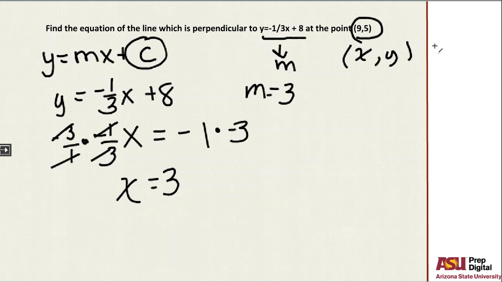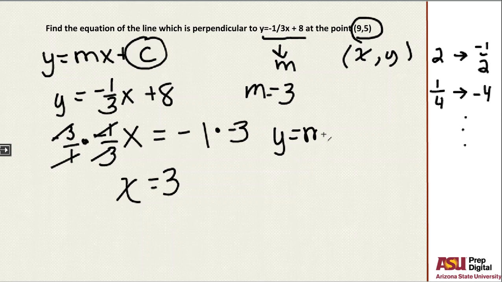Just real quick off to the side, for example, if my slope was 2, then my perpendicular line slope would be -1/2. If my slope was 1/4, then my perpendicular slope would be -4, and so on. Hopefully you see a pattern there. Once you work out a few of these problems, it does get a little bit quicker. So I found my m, and I have an x and a y. So I'm going to use my equation now.